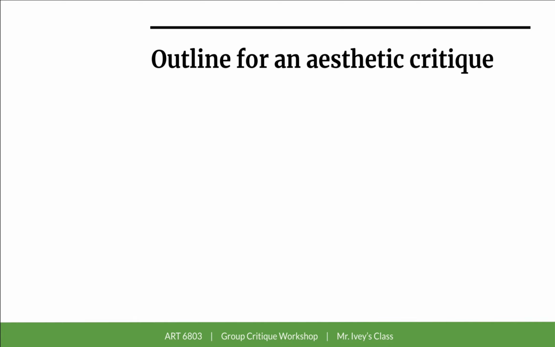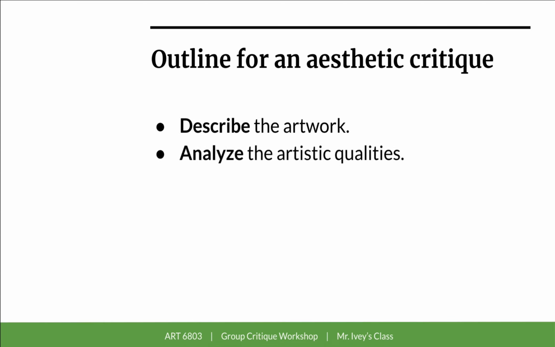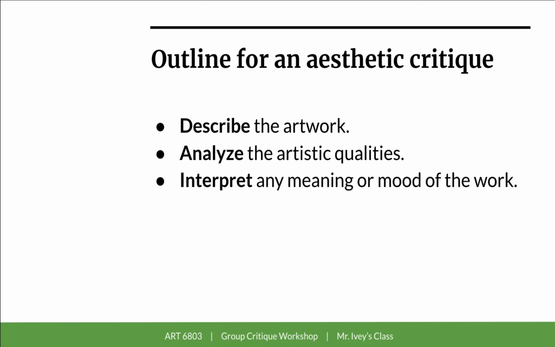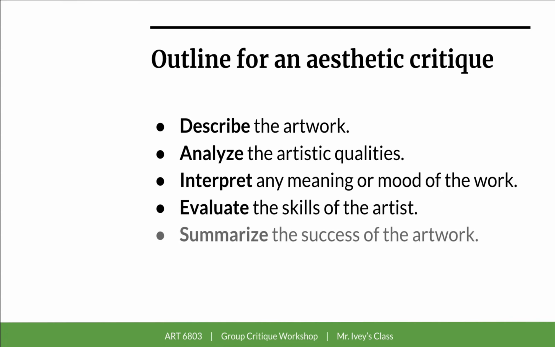So if you're trying to outline an aesthetic critique, it should flow like this. Start by describing the artwork. Then analyze its artistic qualities. Next, you can interpret any meaning or mood found within the work, and then evaluate the skills of the artist. Finally, summarize the success of the artwork. When doing this, remember to use good vocabulary, observe the work carefully, and back up your critique with any research you can find.